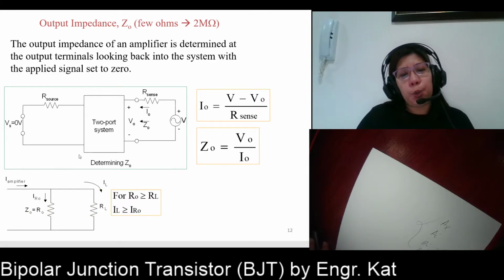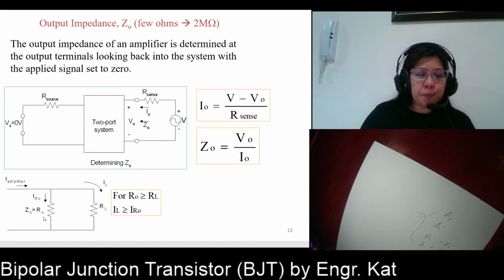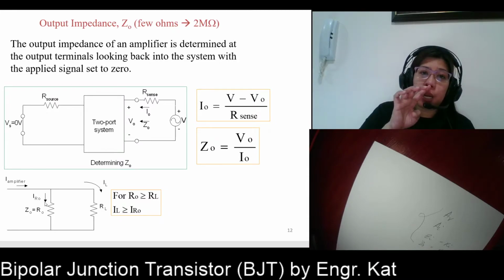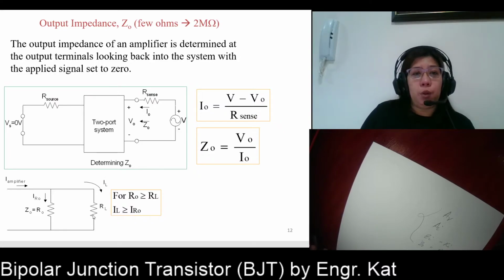If you have an amplifier and we place a load resistance here, when your RO is very, very large, the current coming from the amplifier will be divided into two. One will flow across your output impedance and the other will flow across your load resistance. Usually your load is your speaker. If this is an amplifier, what load are we talking about here? We're talking about your speaker.